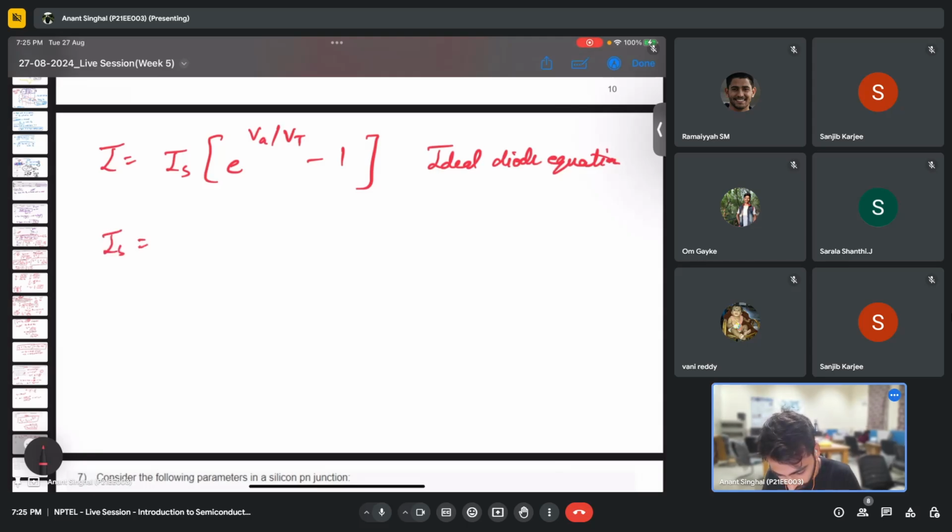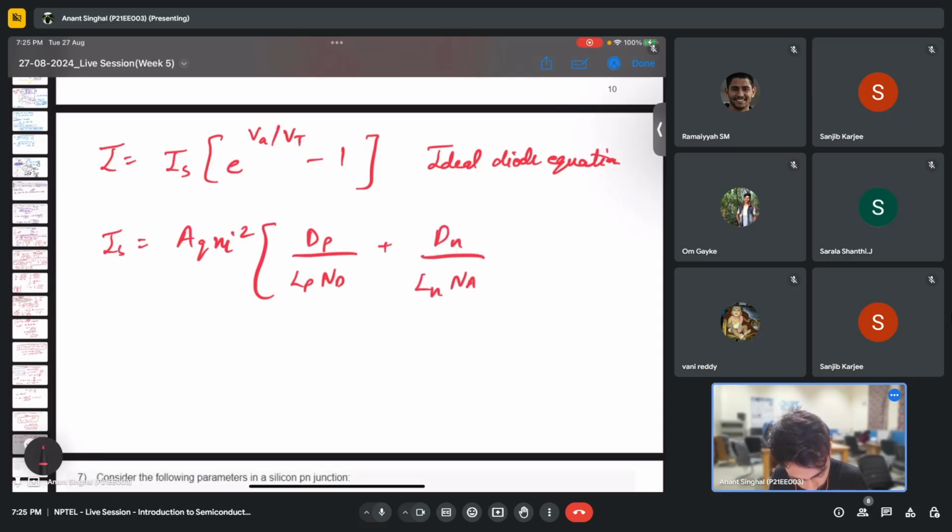where Is is Q dp Pn naught. Pn naught will be, give me a moment. I'm writing the direct formula, not in terms of Pn naught. So Is will be A Q Ni square times (dp by Lp Nd plus dn by Ln Na). So this is Is, and this is the ideal diode equation. This is the last topic, and we already know what Ni and all are.